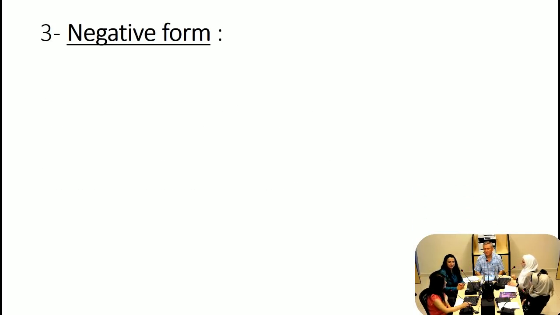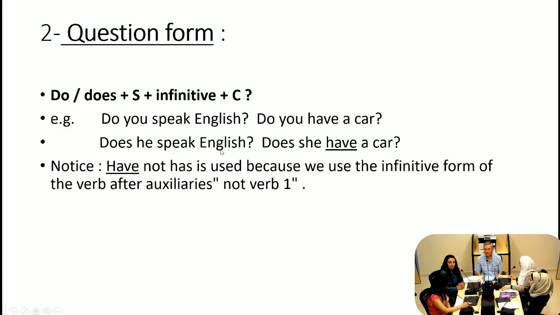Question form, we use first do or does plus the subject and the infinitive of the verb and the complement with the question mark. Example, do you speak English? Do you have a car? Does he speak English? Does she have a car? Here we use have, not has, because we need the infinitive of the verb. Have is used, not has, because we use the infinitive form of the verb after auxiliaries, not verb one.